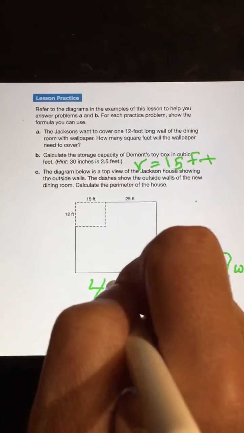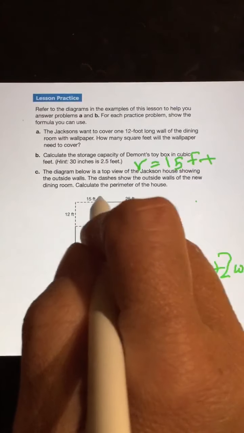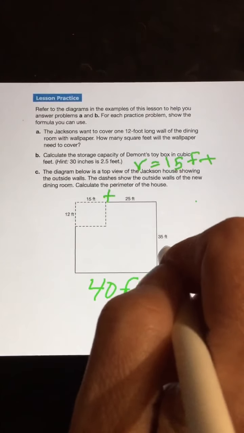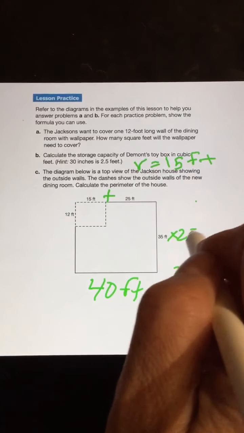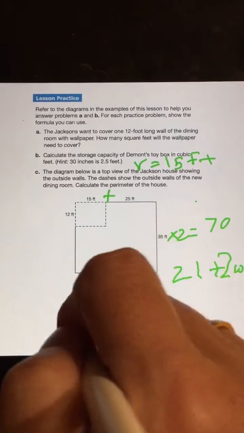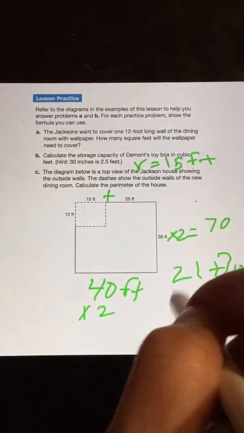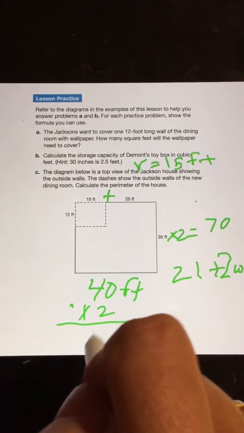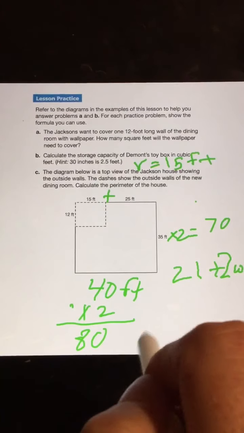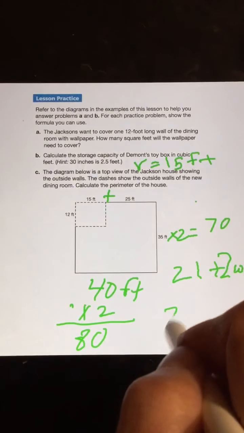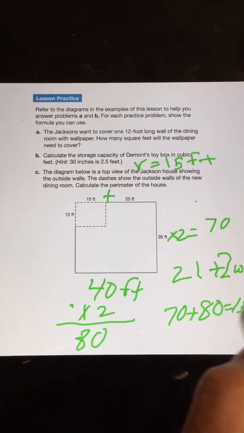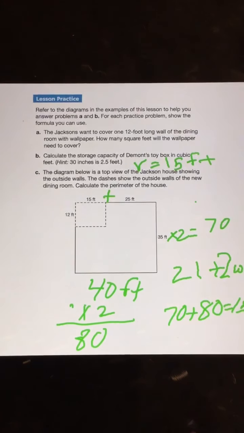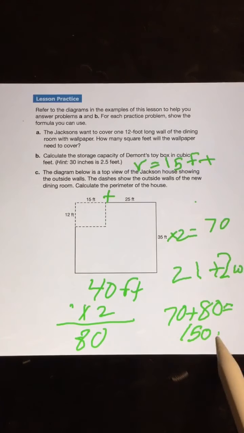This wall right here is 40 feet when you're adding these two together, right? Then I have to take my 35-foot wall, right? I multiply that times 2. 35 times 2 is 70. 40 times 2 is 80. So I need to add my 70 feet plus my 80 feet, and that equals 150 feet. Oh, that's going off the page. That equals 150 feet for the perimeter.